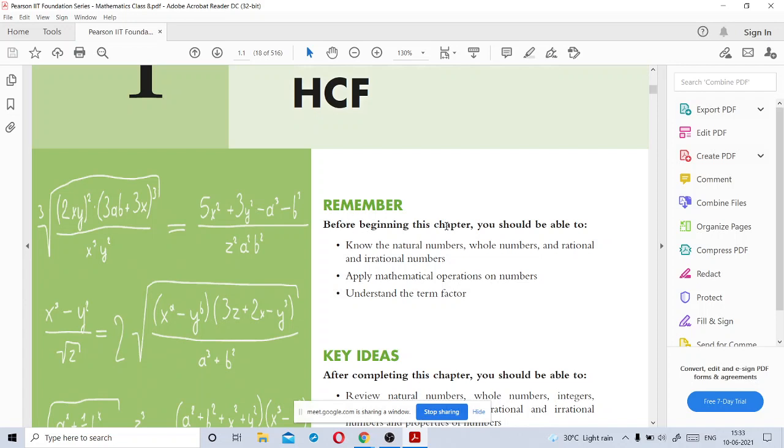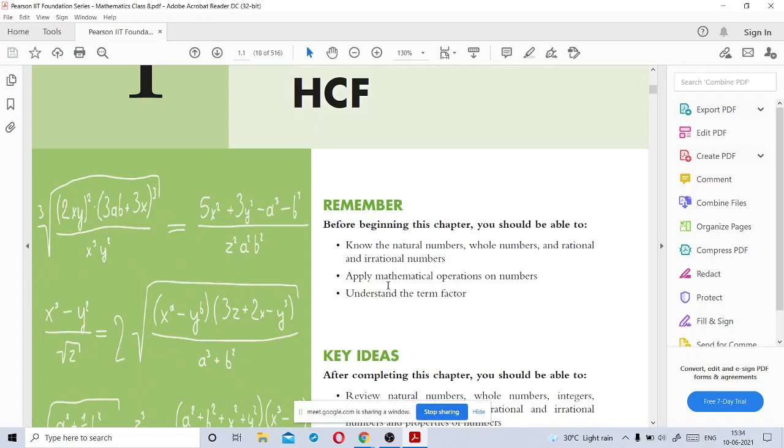Before beginning this chapter, you should know the natural numbers, whole numbers, rational numbers, and irrational numbers. Do you know about natural numbers, whole numbers, rational numbers, and irrational numbers? Do you have an idea about these types of numbers, my dear children? Yes, sir.